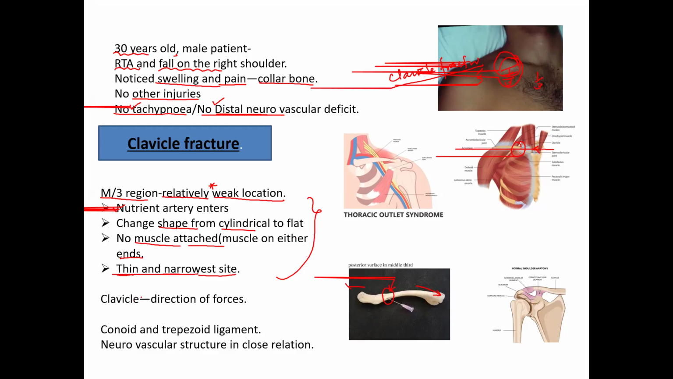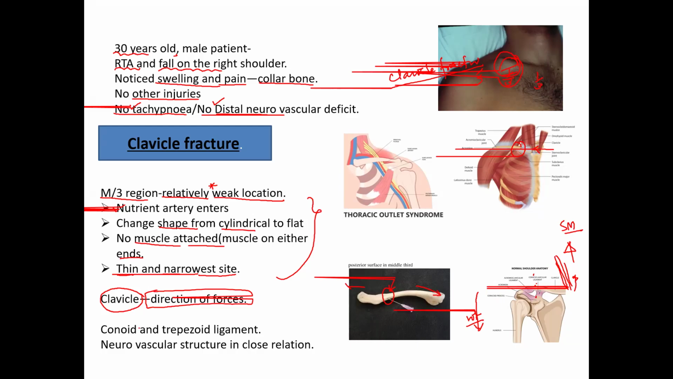Before going to the fracture, we need to know the forces acting on the clavicle. So what are the forces? If you see here, we have the sternocleidomastoid muscle attached on the medial side, which pulls the clavicle on the medial side up. Here is the weight of the patient's body going down. So here is the weight, here is the sternomastoid. These are two opposite directions. So if there is a fracture over this area, this fragment will pull up, this fragment will go down. This is the direction of forces.